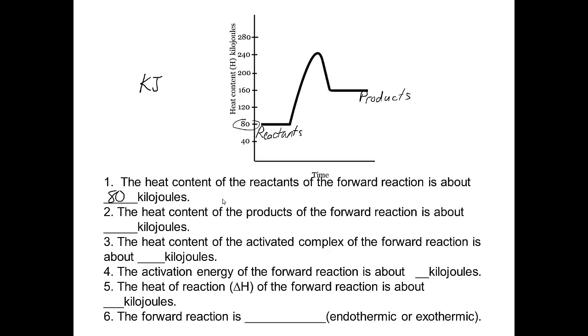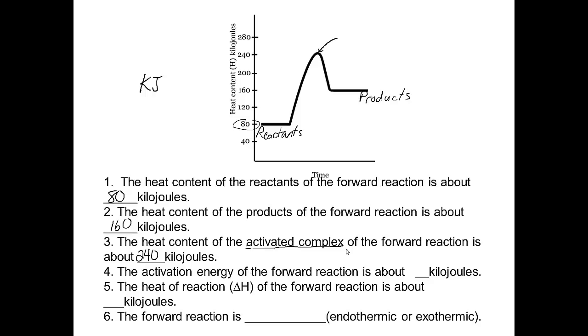Okay, number two, the heat content of the products is about, where's the products? I'd say it's 160. Okay, the heat content of the activated complex. This is where you know where the graph is. Where's that activated complex? That's the top of the hill. So what is that energy at? That's about 240 kilojoules.